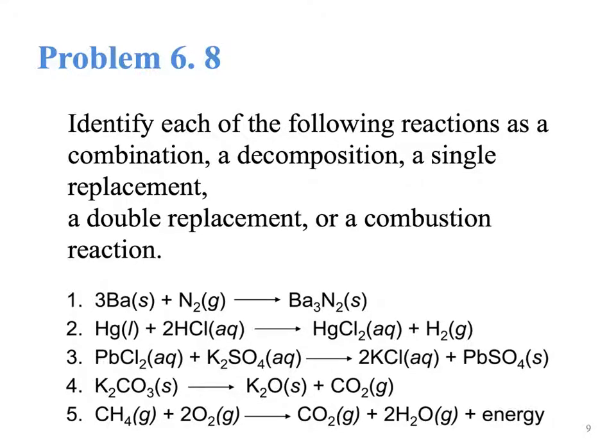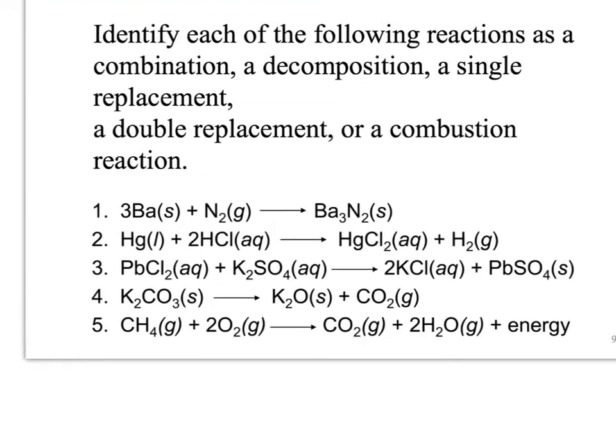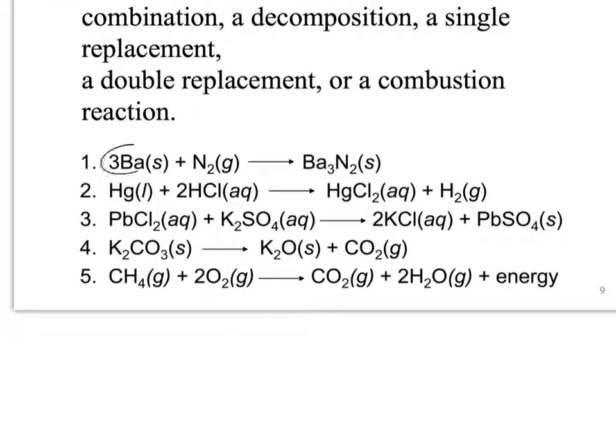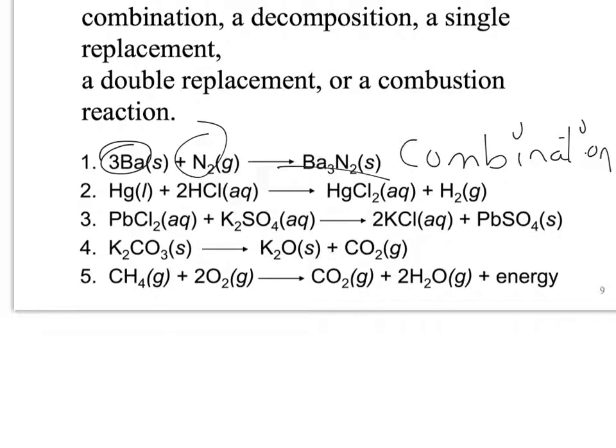Let's identify each one of these. So let's see. First one, barium and nitrogen to form one. Two that combine into one. This one is combination. This one is mercury was by itself, now is in a compound. Hydrogen was in a compound, now one is by itself. This is single replacement.